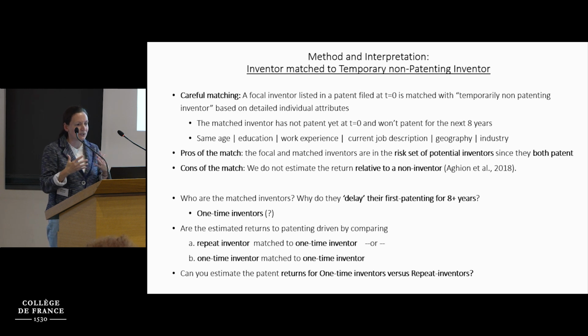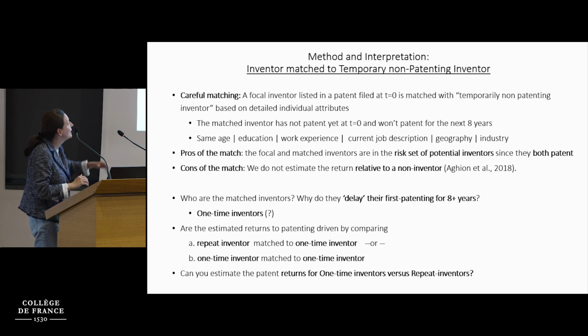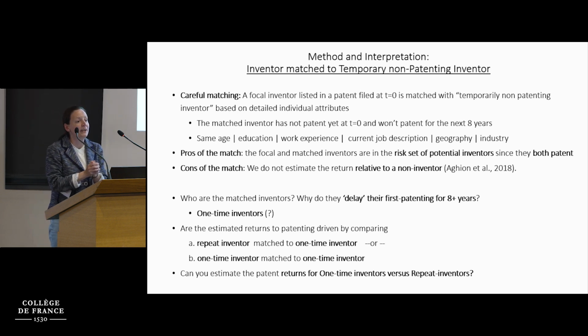And that's going to raise some questions, right? So who is this control? Some benefits of the control is that the focal inventor and the control, for sure, are in the risk set of potential inventors to be, because both of them become inventors. So actually, they're similar. But maybe the problem is that they are too similar, right? This is different from prior work, like the work of, for example, Philippe Aghion, where he's going to be comparing an inventor to a non-inventor. So I wonder whether what you are estimating is a lower bound for this return to patenting.